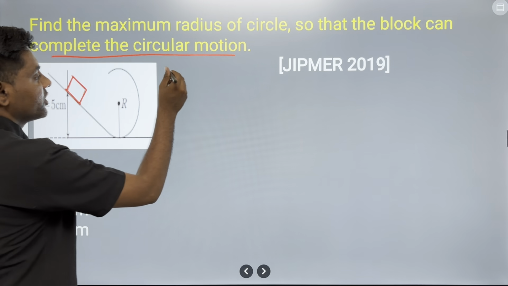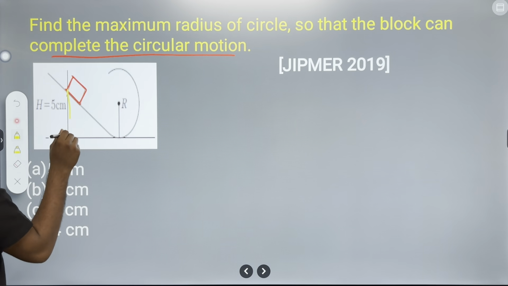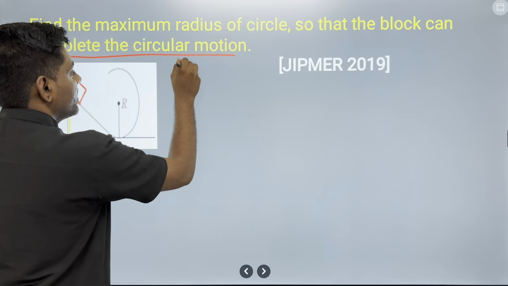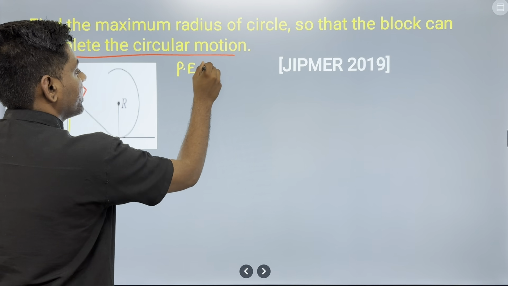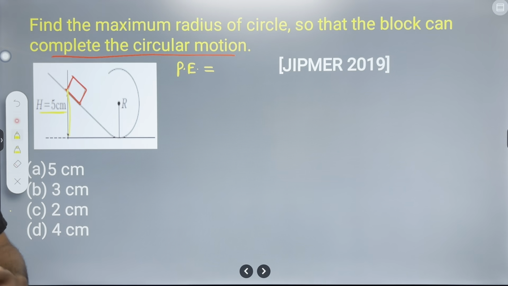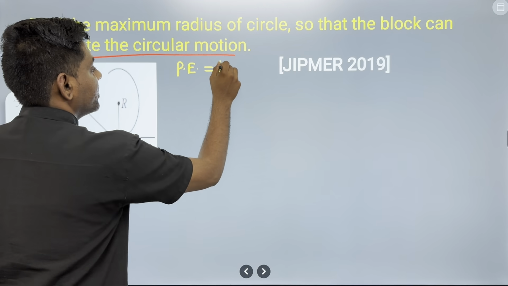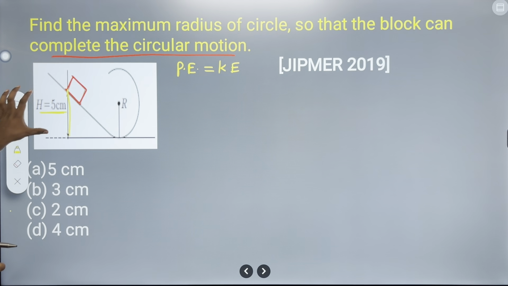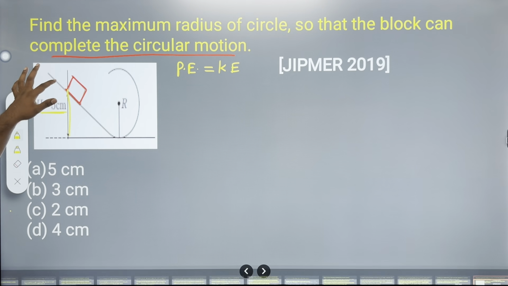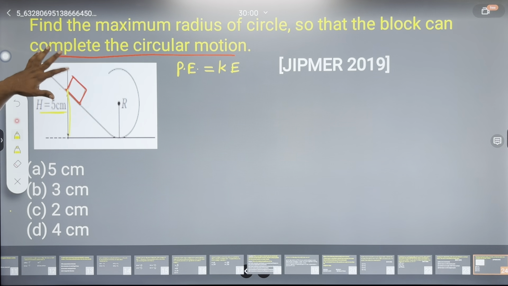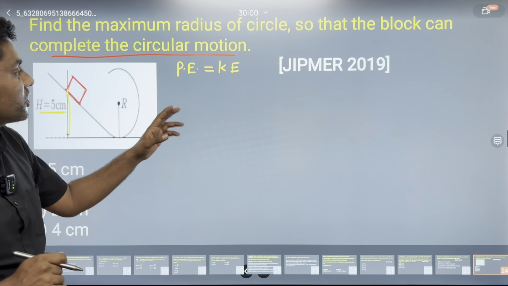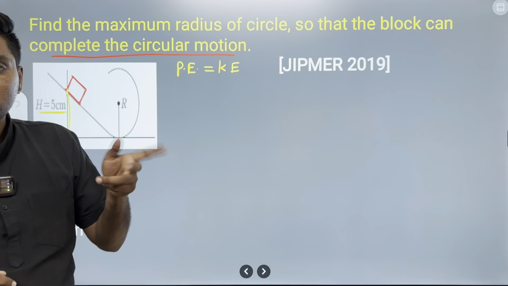According to conservation of energy, the initial height is given as 5 centimeters. According to the height, the energy possessed by the block is potential energy, and that potential energy is converted into kinetic energy. So potential energy equals kinetic energy. The question is very easy. At that height the block possesses potential energy, and when we release it, it performs the motion, meaning potential energy converts into kinetic energy.